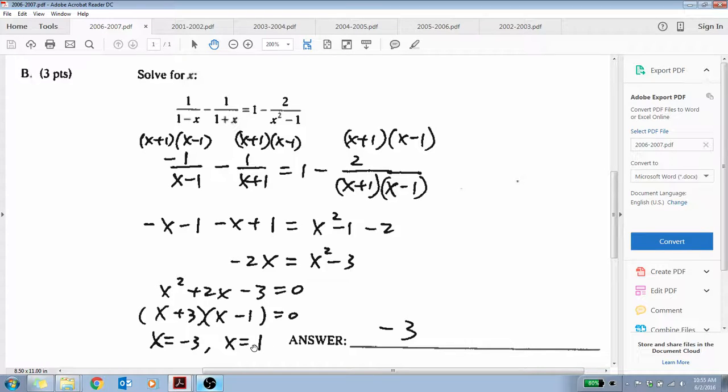Now, you always want to double check and make sure that your answer would work. So notice if I plug a 1 in for x, right here I'm going to have 1 over 1 minus 1, which is 1 over 0, and that's going to be undefined. So your answer cannot be 1, so it has to be negative 3. Be careful and always check your answers, but your answer would be negative 3.